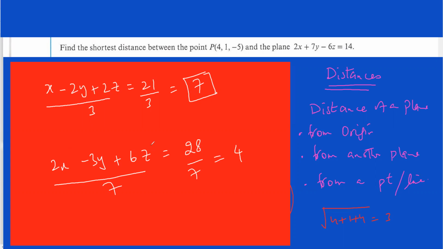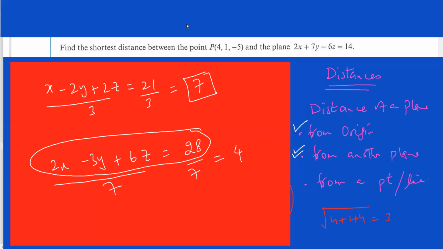So that means the distance of this plane from the origin is going to be 4 units. So that is how you find the distance of a plane from the origin. You simply divide both the sides by the magnitude of the normal. You get the distance of the plane from the origin. Okay? Now I move towards the distance of a plane from another plane.